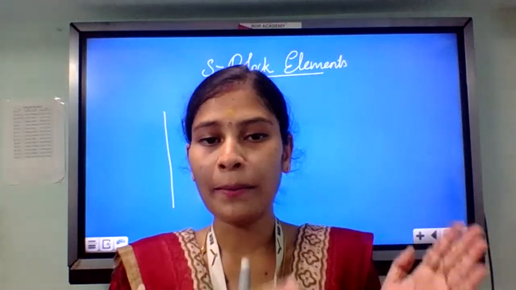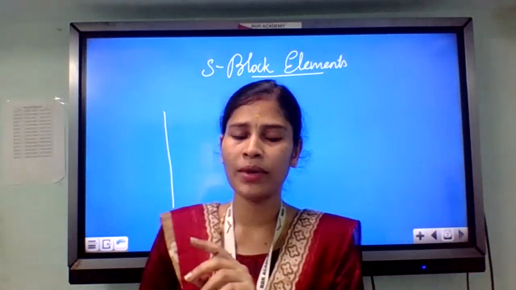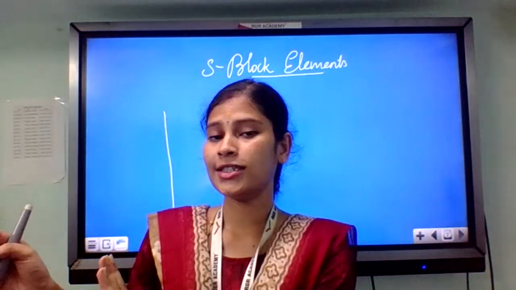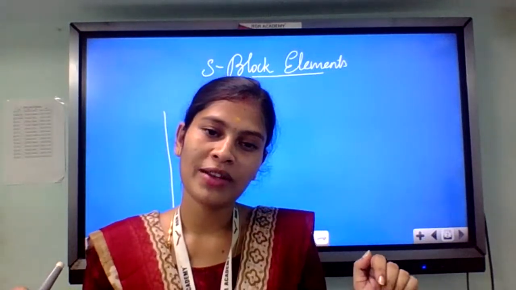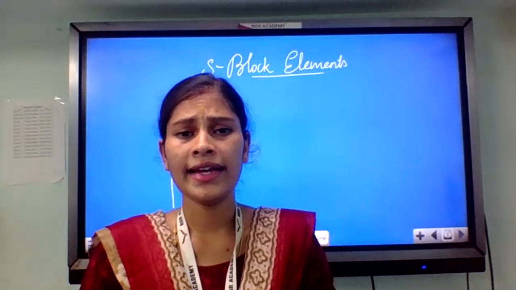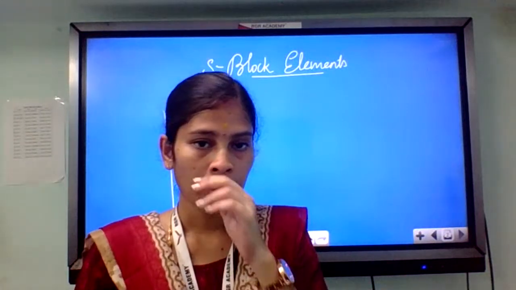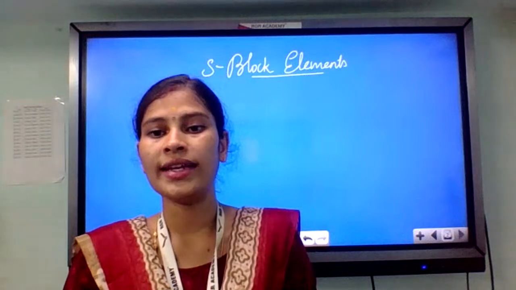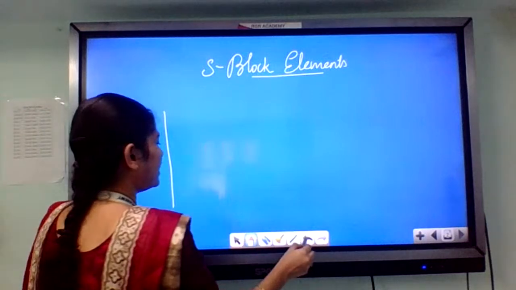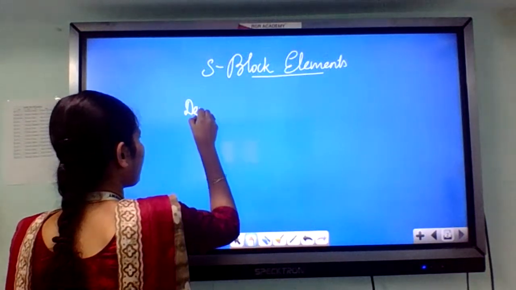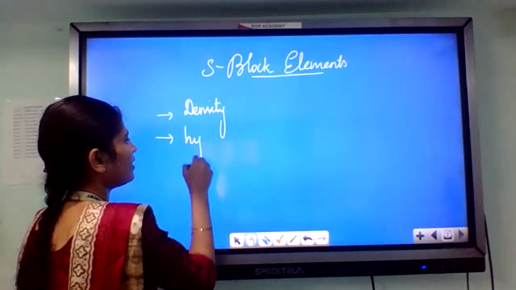Here, if we compare any S block element, the first group element in the corresponding period will be the largest. Don't consider the noble gas. For the remaining groups, the first group element will have higher size, which means a larger radius. At that time, the density will be less. Usually, as we move down the group, density will increase, but here it is decreased. That you have to remember. So the density trend you should remember, and then hydration enthalpy.